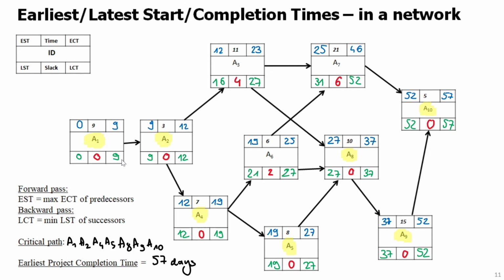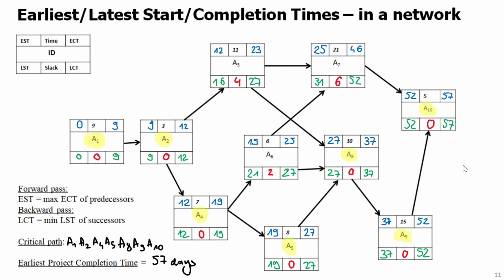Notice you could look at other paths. For example, we can see A1, A2, A4, and instead of A5, I'll take A6, and then A8, A9, A10. And this path will have a shorter total time, right? Because instead of taking 8 days, I'm now taking 6 days here. So this path will have 55 days. And this is another path, which I would call non-critical, right? And any other path that involves some non-critical activities will always have a total time shorter than 57 days.